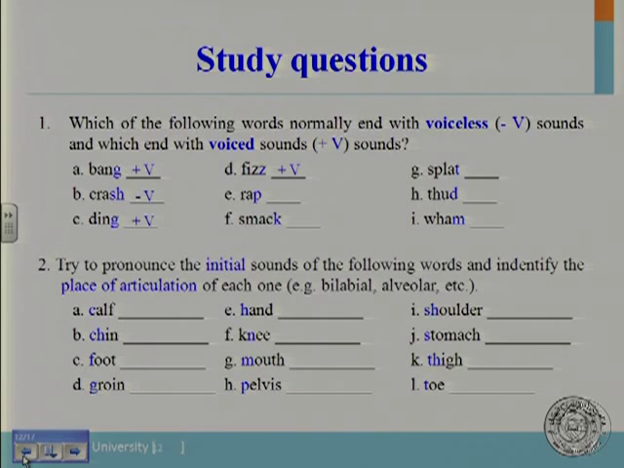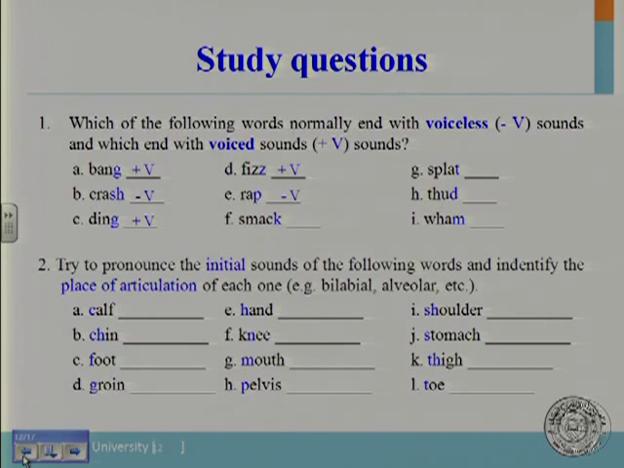Next sound is rap. Rap, p. Is it a voiced sound or a voiceless sound? Absolutely right. It is a voiceless sound, p.